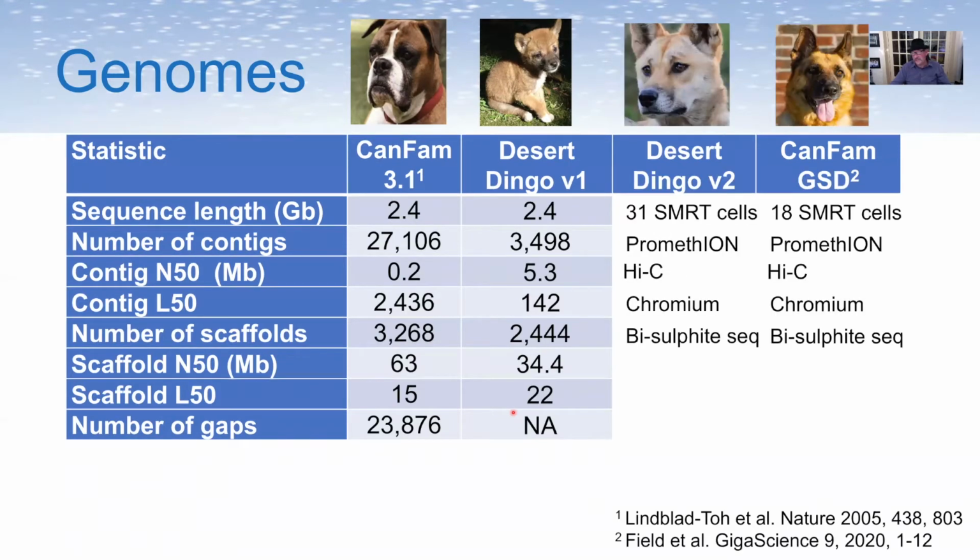So for this Desert Dingo genome, we used the 31 SMRT cells that were originally collected for version 1 of Sandy. We added Prometheome data, Hi-C data, chromium data, and some bisulfite sequencing. We compared this genome with CanFam GSD, which is the German Shepherd dog, which has a very similar array of protocols that we used to construct the de novo assembly, but there were 18 SMRT cells.